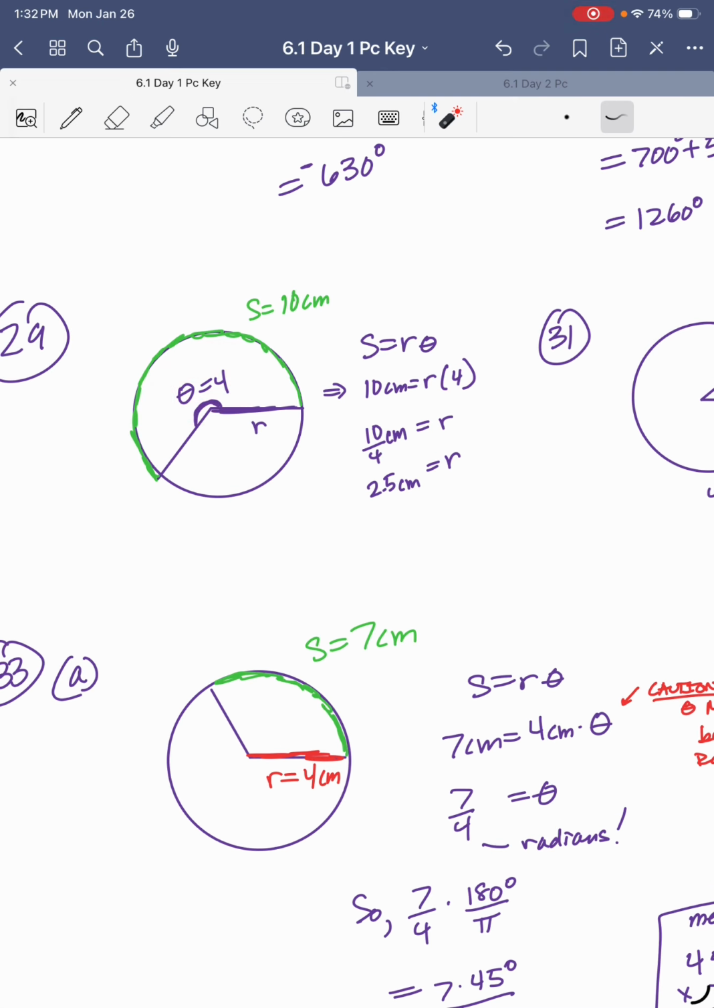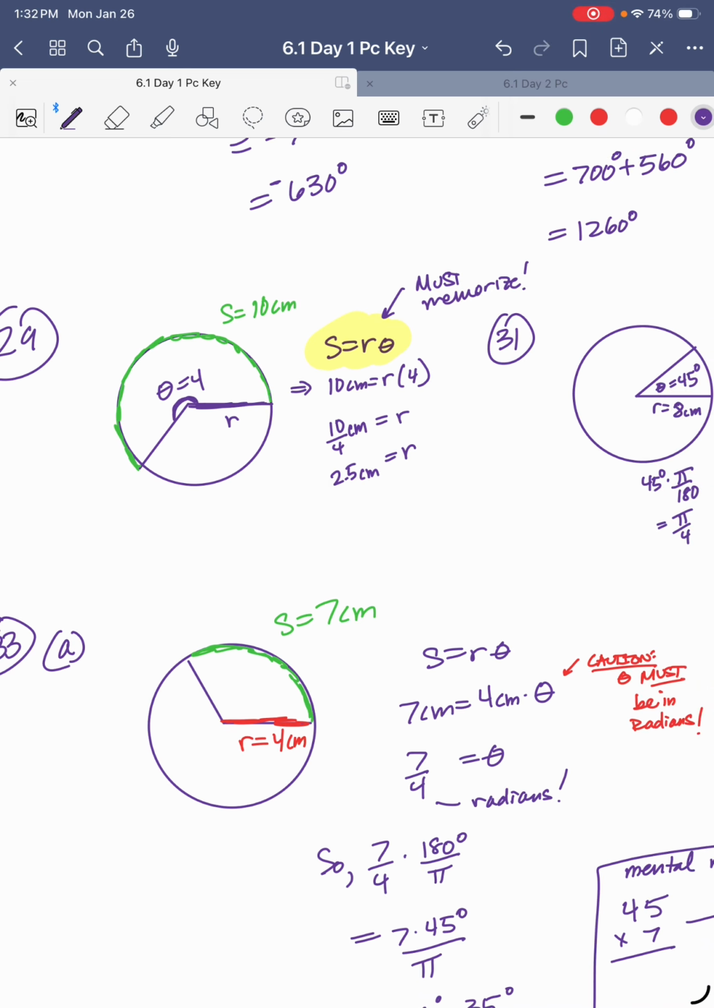If that's our theta, and we want to know r if we've opened up an arc length of 10 centimeters, then I must have memorized the formula S is equal to r theta. Must memorize. It's just really good to know, right? S is equal to r theta.